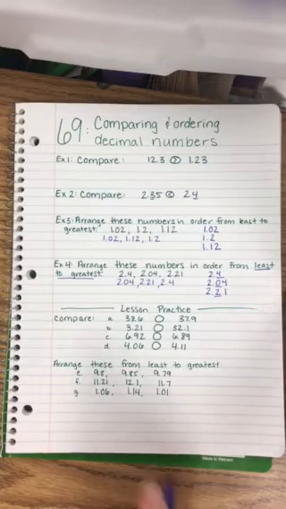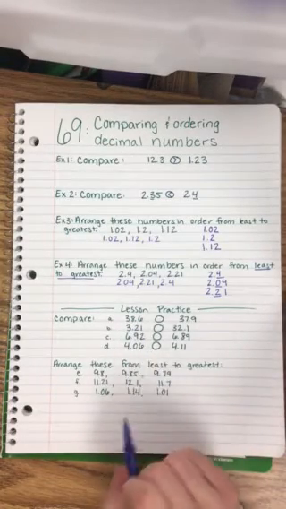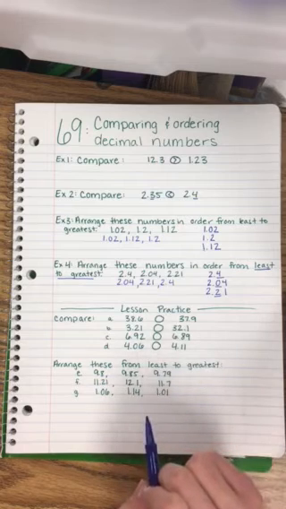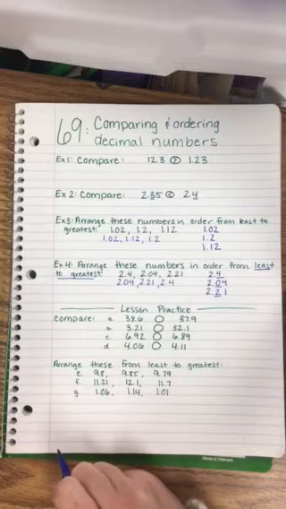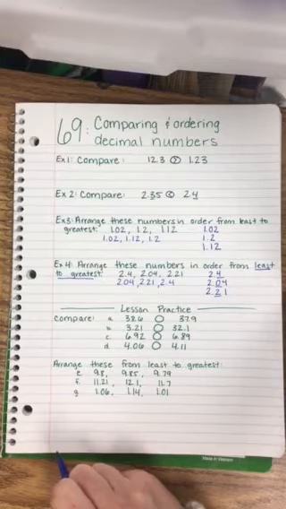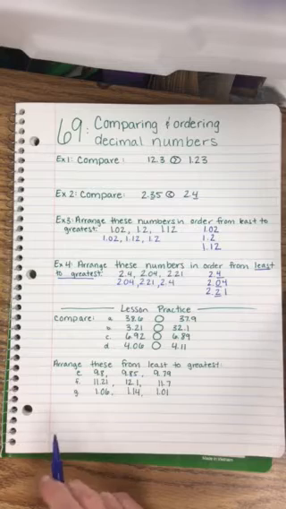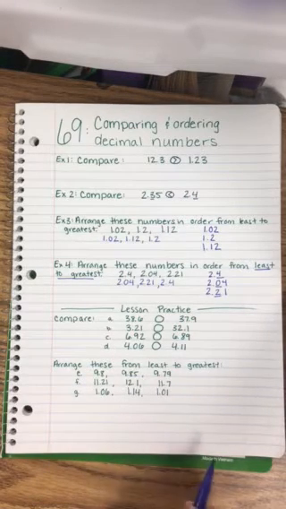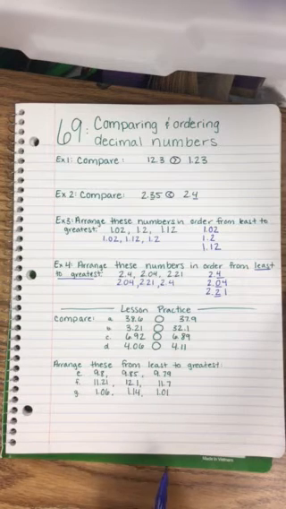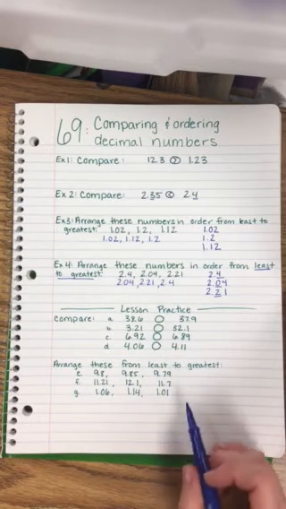Lesson practice. A. Compare 38.6 to 37.9. B. 3.21 compared to 32.1. C. 6.92 and 6.89. D. 4.06 compared to 4.11. And then for these last 3, you have to arrange these numbers from least to greatest. E, you have 9.8, 9.85, and 9.79.